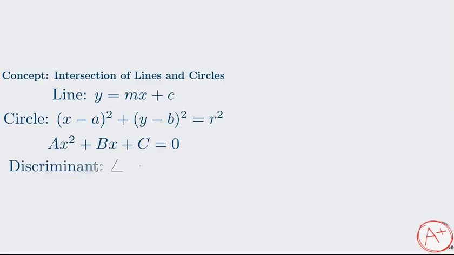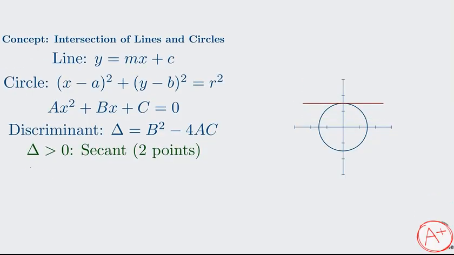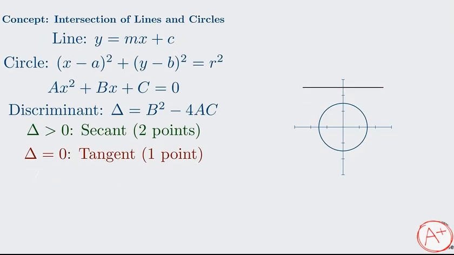Once you have this quadratic, you don't always need to solve for x. Instead, we examine the discriminant, b squared minus 4ac, to understand the nature of the intersection. If the discriminant is positive, the line is a secant, crossing at two distinct points. If it is exactly 0, the line is a tangent, just touching the circle at a single point. If it is negative, the line and circle never meet. This algebraic test is the most efficient way to prove tangency in an exam.